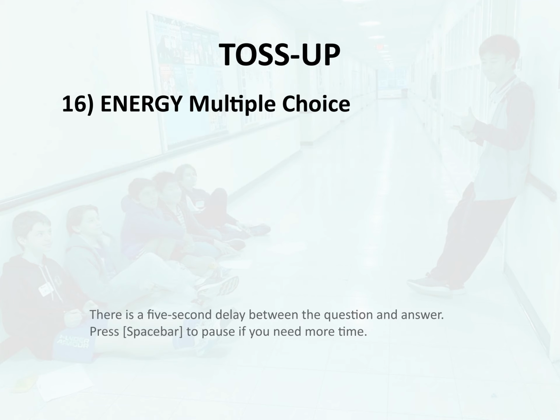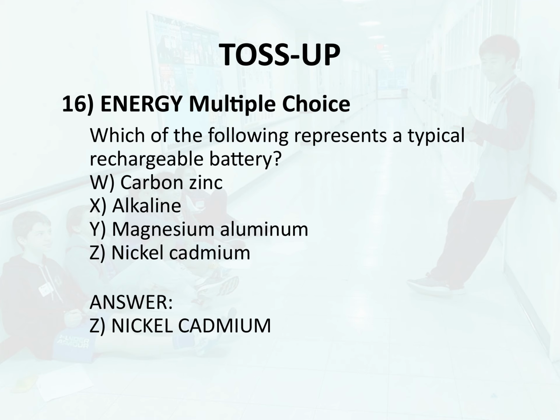Toss-up 16. Energy. Multiple choice. Which of the following represents a typical rechargeable battery? W: Carbon zinc. X: Alkaline. Y: Magnesium aluminum. Z: Nickel cadmium. Answer: Z. Nickel cadmium.